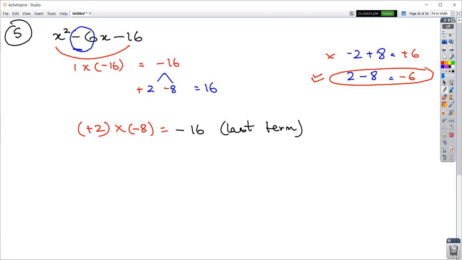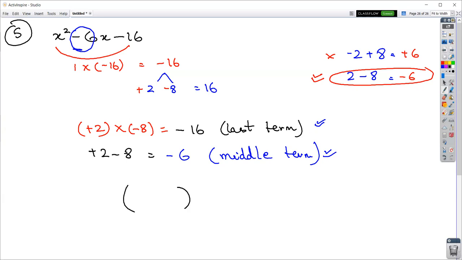When I do the sum of these numbers, which is plus 2 and minus 8, we must get the middle term. So plus 2 and minus 8 gives minus 6, which is the middle term. So it satisfied my last term, and these numbers satisfied the middle term as well, which means that when I write down the two brackets with the variables x and x in here, the two numbers we will be having are plus 2 and minus 8.